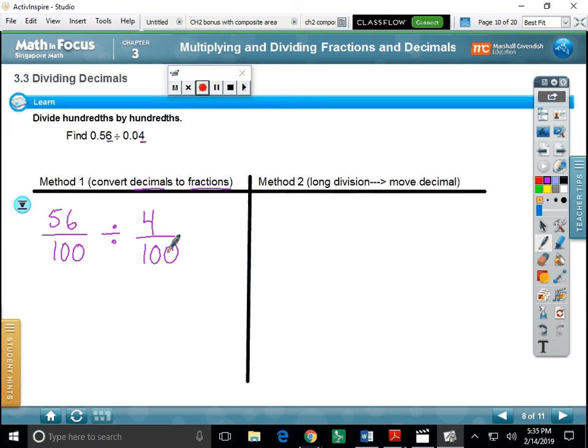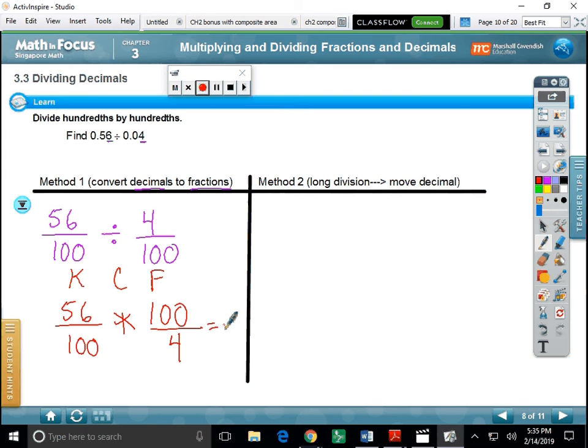Oh my goodness, this looks like something we've seen before. This looks like decimal, wrong thing. This looks like fraction division, doesn't it? So I remember that we can perform a keep, change, flip, also known as multiply by the reciprocal. So if I do that, I keep the first fraction, 56 hundredths. We change to the opposite of division, we make it multiplication. And a reciprocal, also known as the flip, looks like 100 over 4.